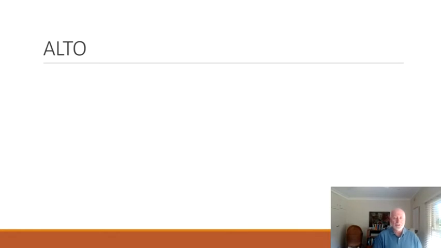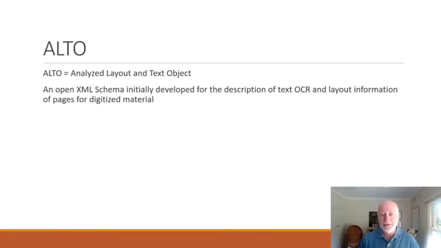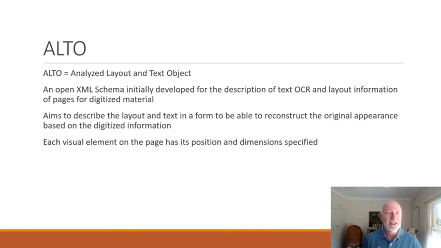The technology we're going to talk about, which can be used to address these kinds of problems, is called Alto, which stands for Analyzed Layout and Text Object. Alto is a set of XML schemas, or well, one really, but it has some variants, and it is a way of describing layout information of digitized pages. And it's supposed to be precise enough that you could reconstruct the appearance of the original on the basis of this. So for each visual element on the page, you get information about its position and its dimensions.